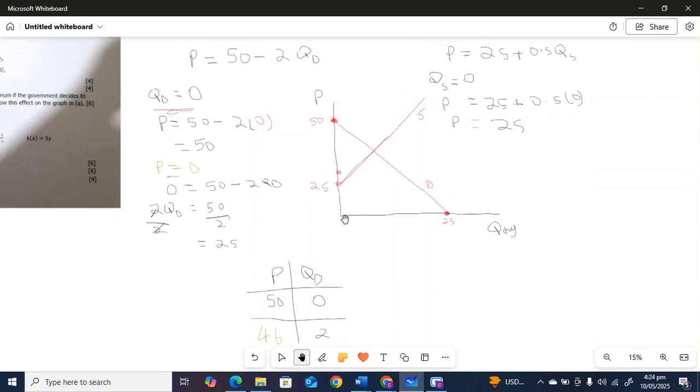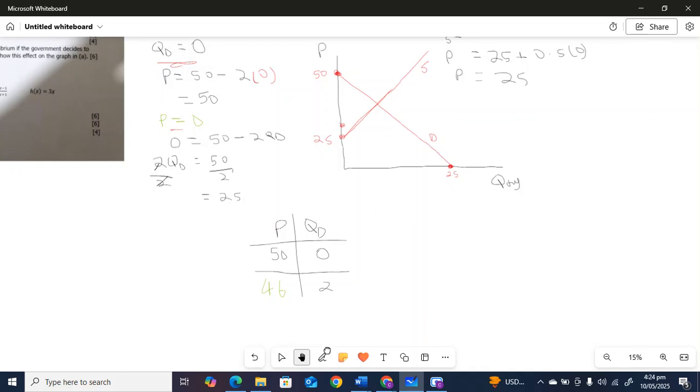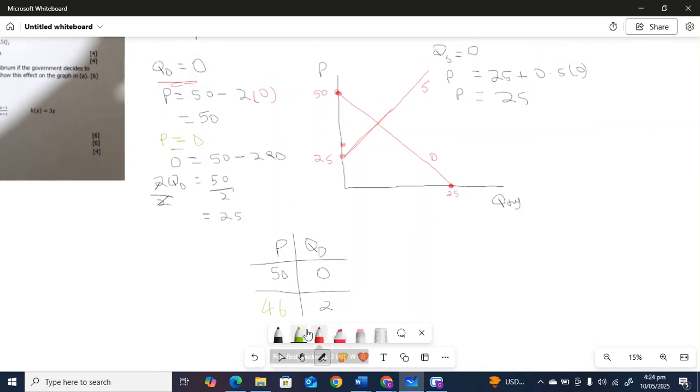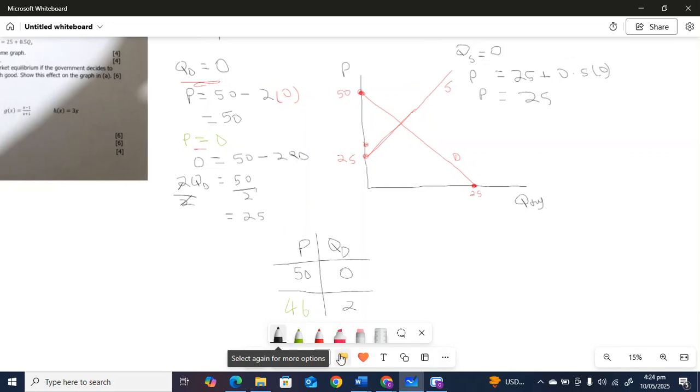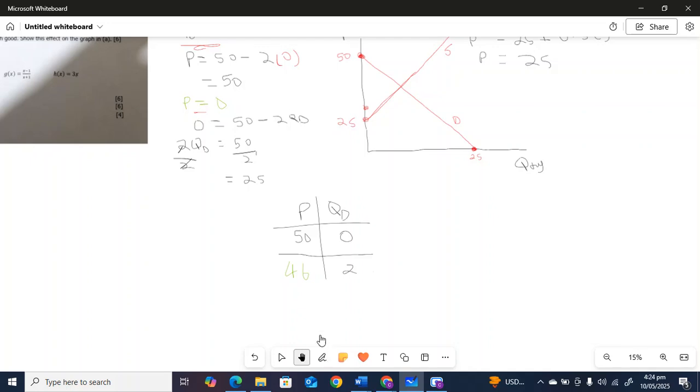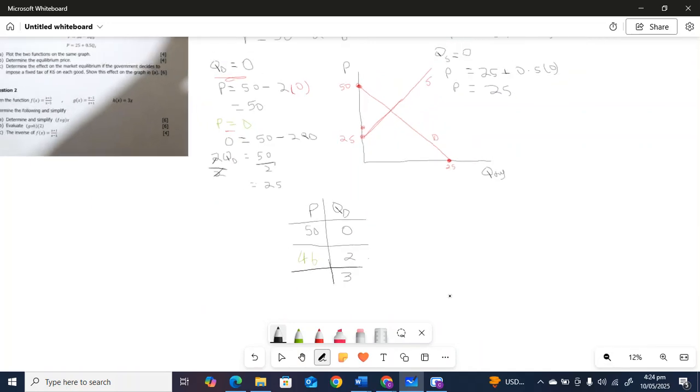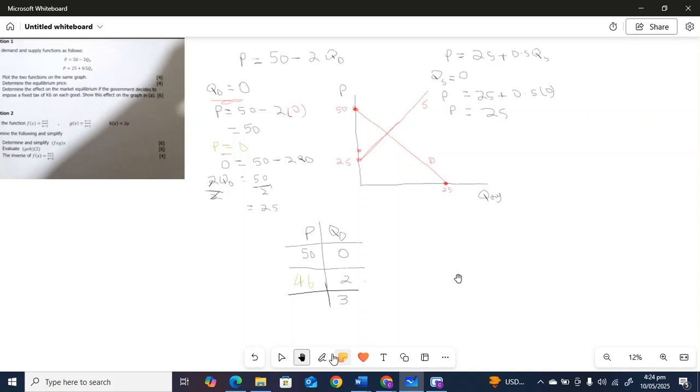So when QD, let's get our next value. When QD equals 3, we substitute it into our demand function. What do we get? When QD equals 3, 44.